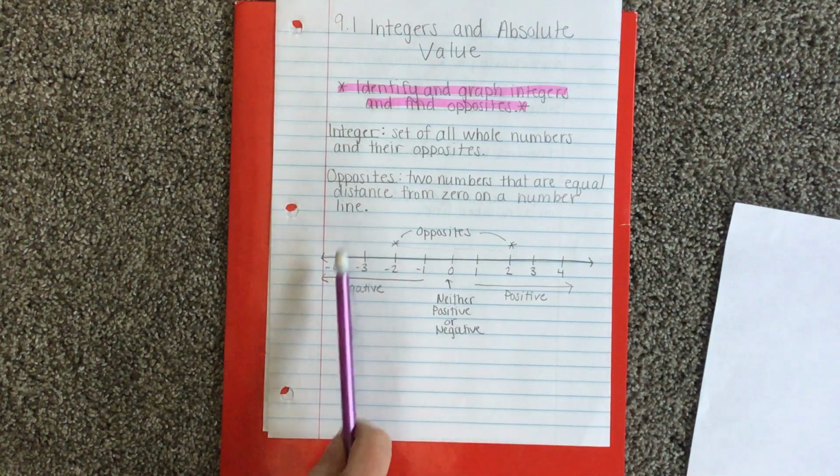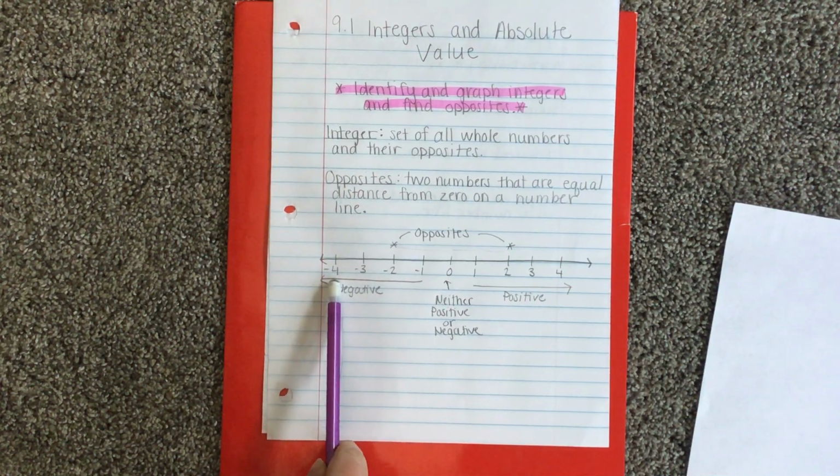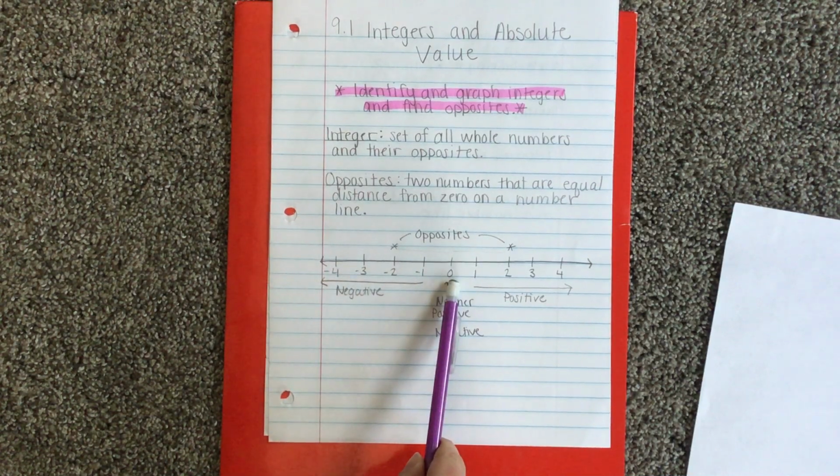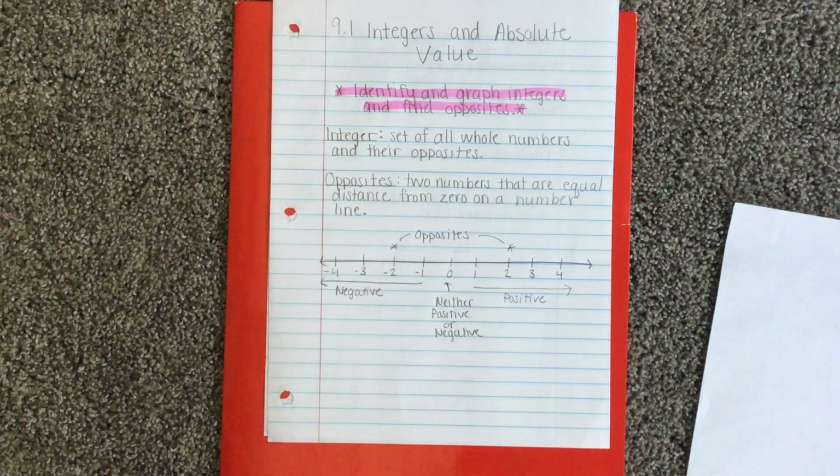Think about -4. What's the opposite of -4? Well, if -4 is 4 units away from 0, the opposite is 4.